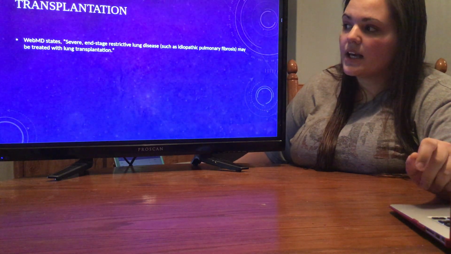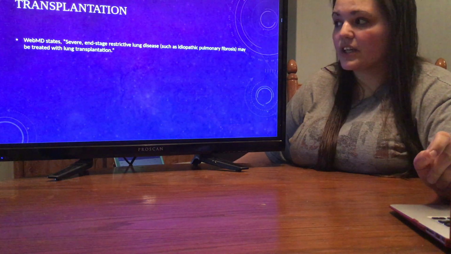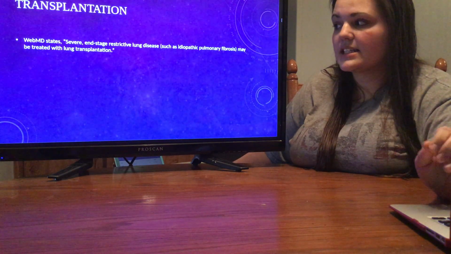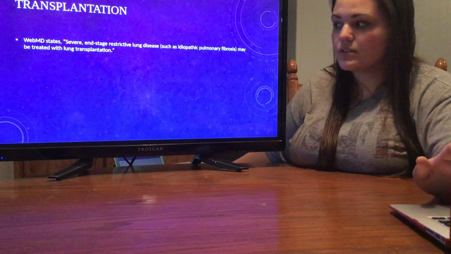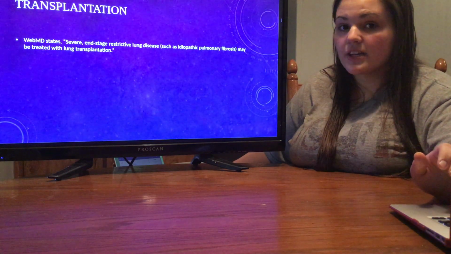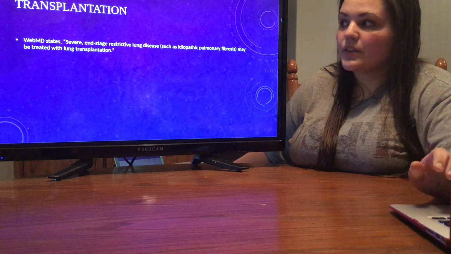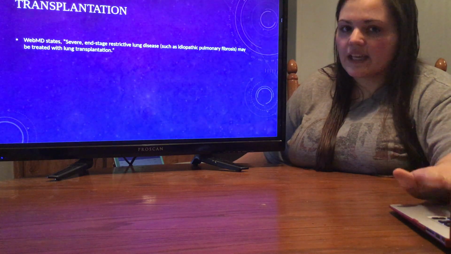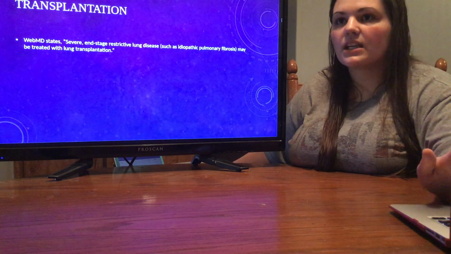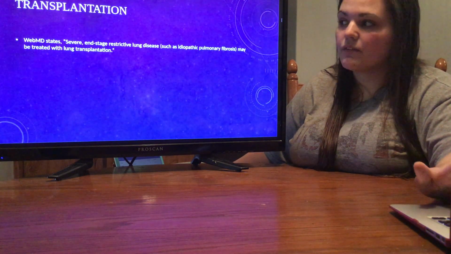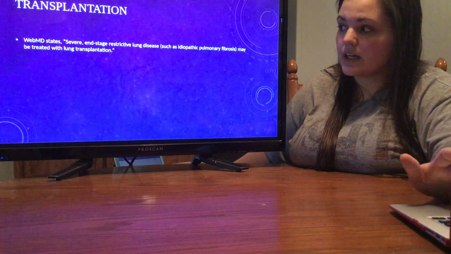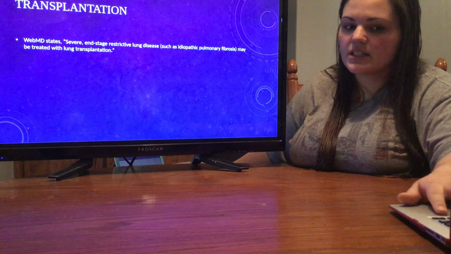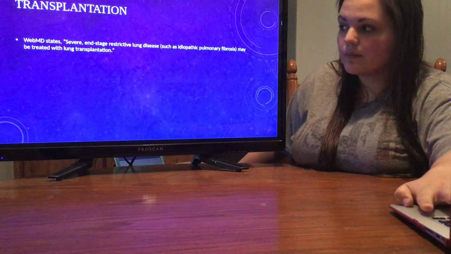Okay, transplant. WebMD states that severe end-stage restrictive lung disease, such as idiopathic pulmonary fibrosis, may be treated with lung transplantation. So this is just for the severe end stage. Most often it can be treated otherwise, but for people with this severe end-stage restrictive lung disease, they're going to need a transplant.